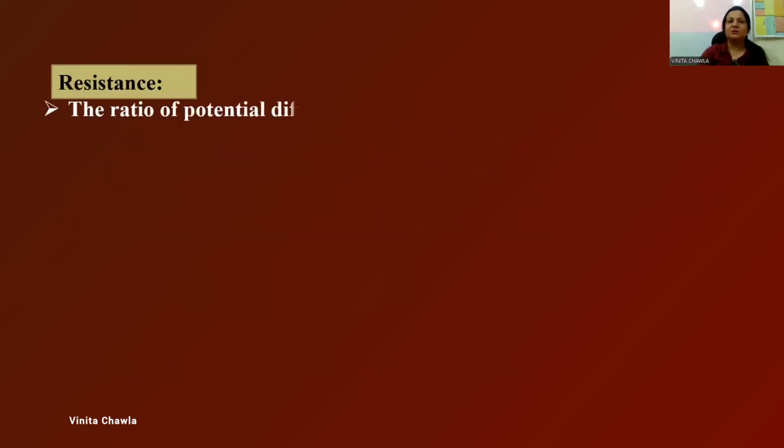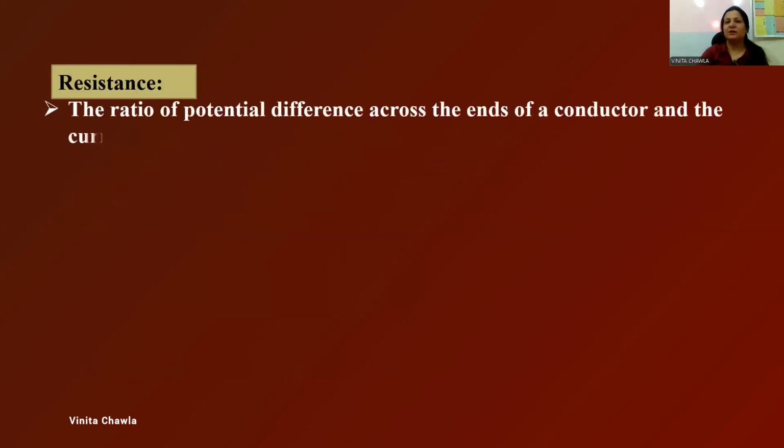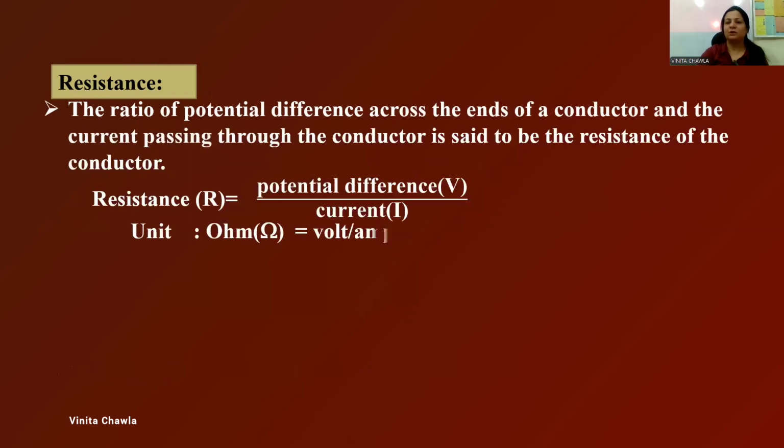So resistance is the ratio of potential difference across the ends of a conductor to the current passing through the conductor. And resistance is V upon I. We measure potential difference in volt and current is measured in ampere. The unit of resistance is ohm. So ohm is volt per ampere. So we can define 1 ohm, right? It's easy now. If the potential difference is 1 volt and current is 1 ampere, then resistance is 1 ohm.